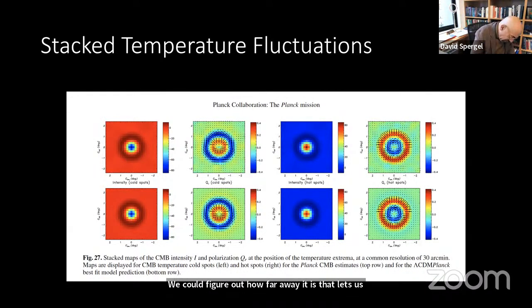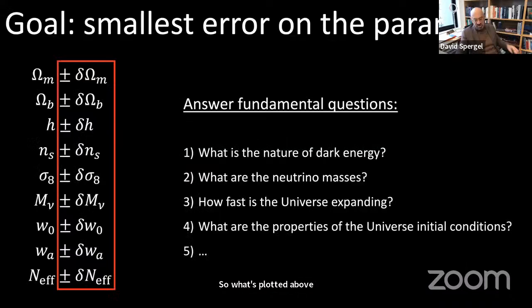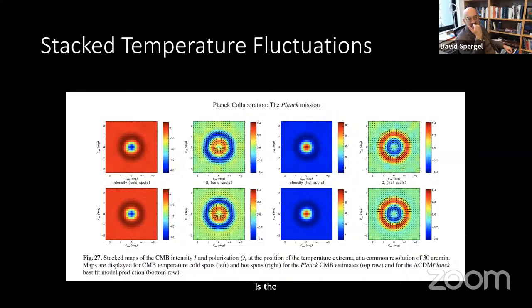The relative amplitude of this hot spot and the cold ring depend on the density of atoms, and in fact, most importantly, on the ratio of the density of matter to the density of atoms. And the thickness of that ring depends on things like the density of atoms, which determines the diffusion rate. So what's plotted above is the observations. What's plotted below is our best fit model. You can see the model very nicely matches the observations. There's stacks of both temperature and polarization.